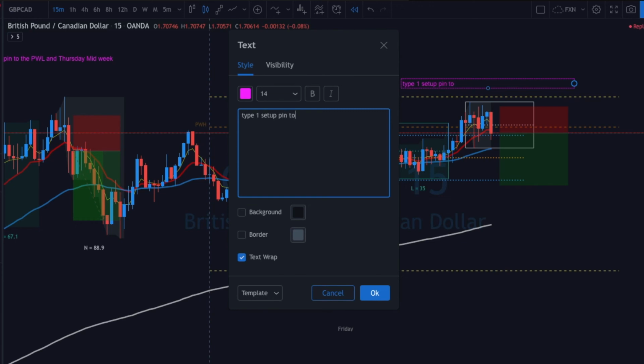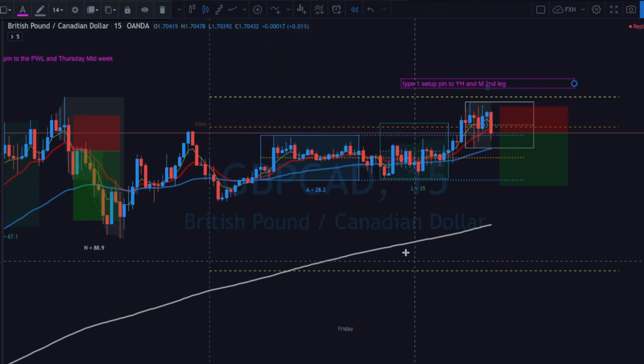pin to yesterday's high, and M formation, second leg. Okay, whatever else you want to put on there. All right, and then let's just see.